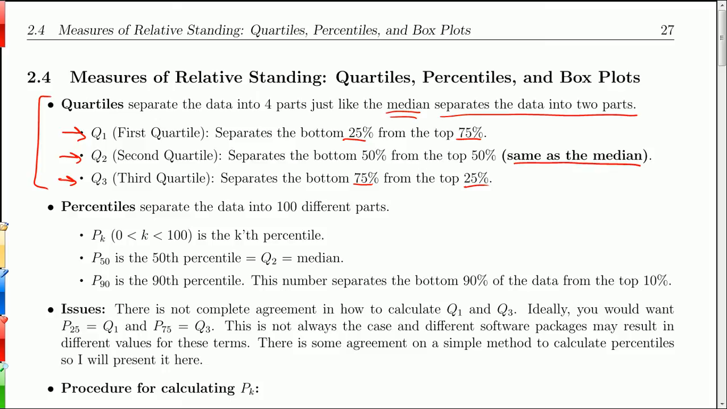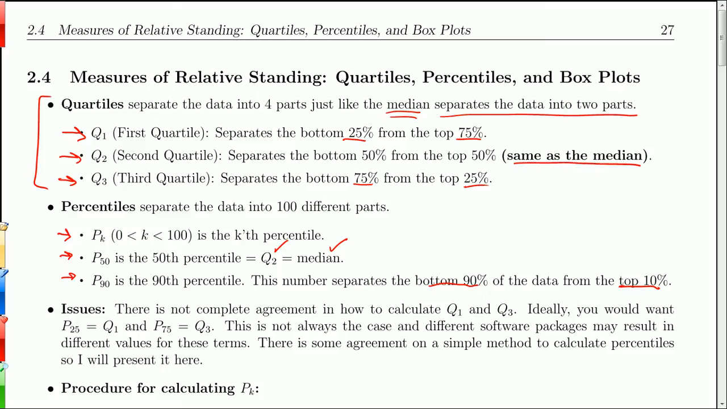Percentiles do a similar thing, only with greater refinement. We call P sub k the kth percentile. For example, P sub 50 is the 50th percentile. It has another name, Q2, or the median. And P sub 90 is the 90th percentile. It separates the bottom 90% from the top 10%. So P sub 90 is good, it's well above the median. Some people switch the 90 and the 10, which is higher, P90 or P10. The 90 tells you what percent is below that particular score.